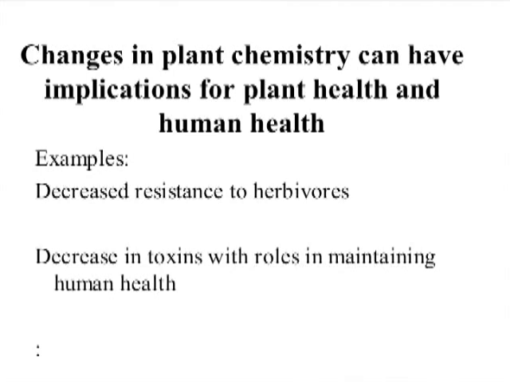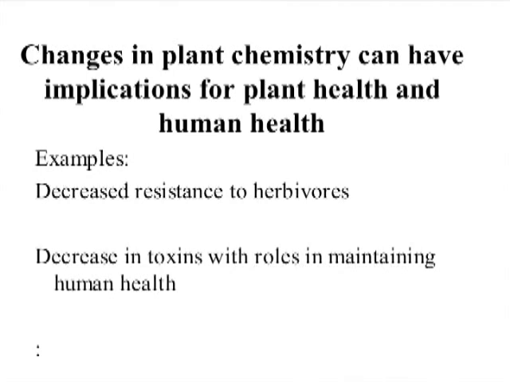The second consequence of that is that not only does this have consequences for agriculture in terms of the pesticides that are needed to grow these crops, but another implication is that this may also have implications for human health. So we're decreasing these toxins as we're selecting these plants, but these toxins may play roles in helping to maintain human health.